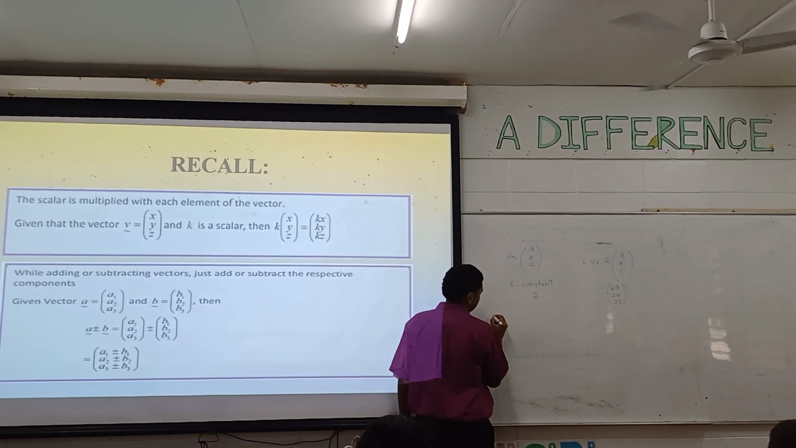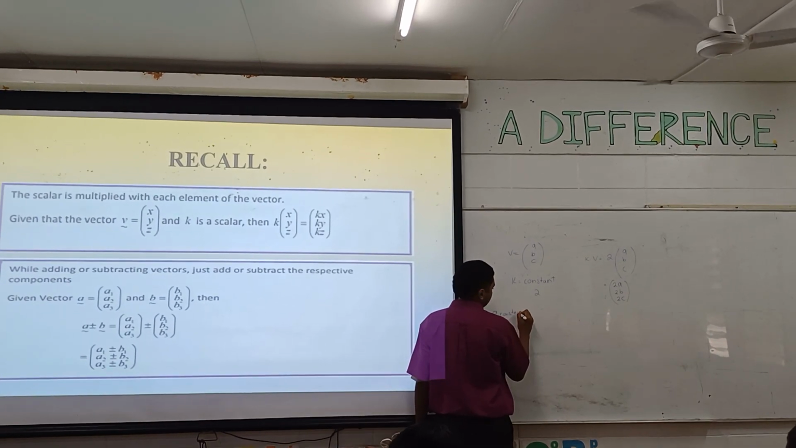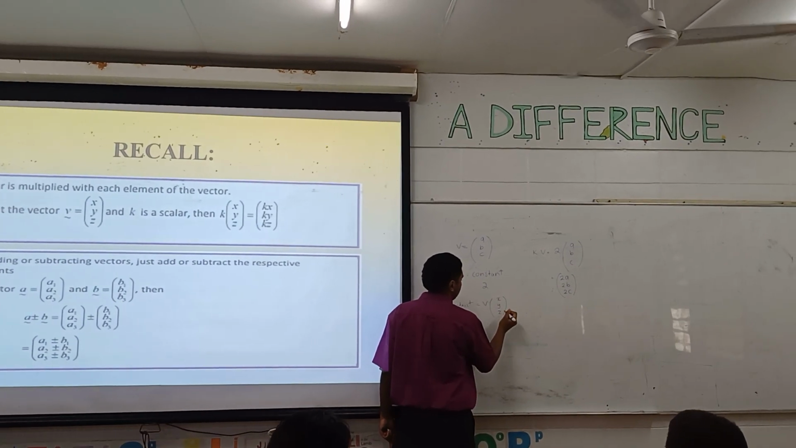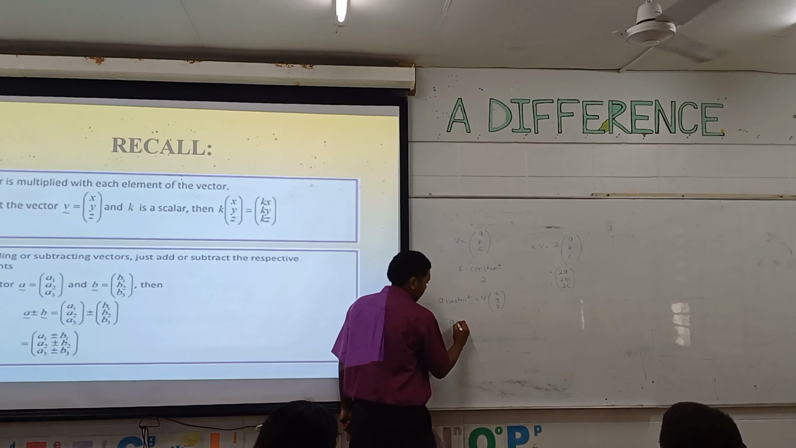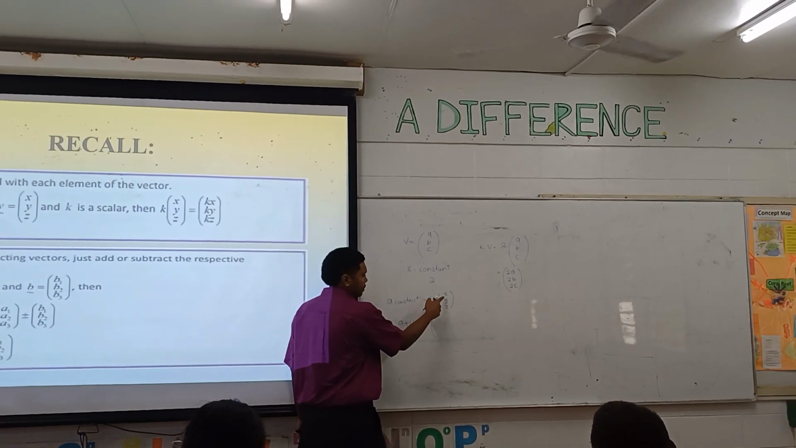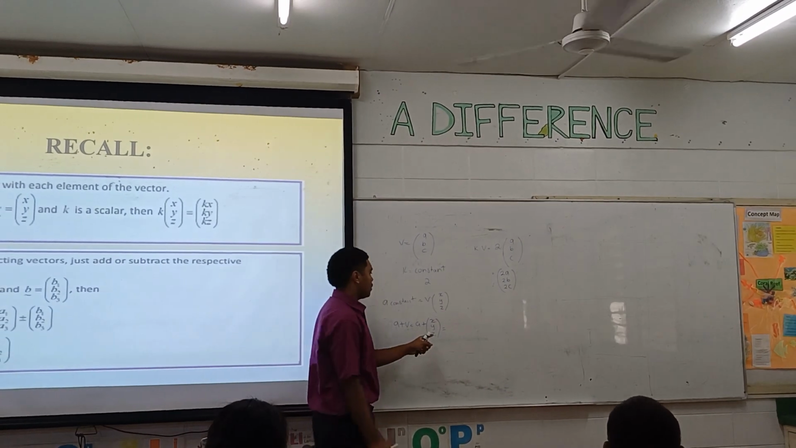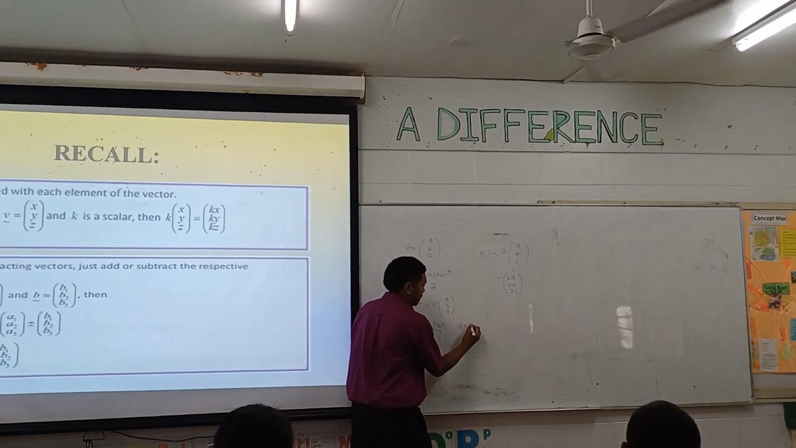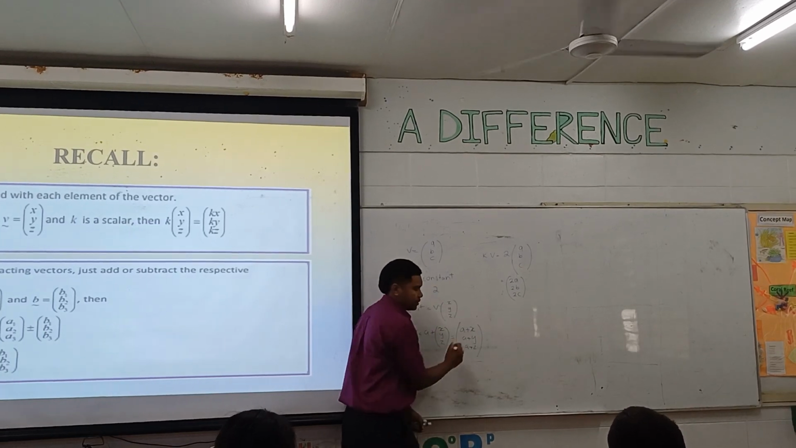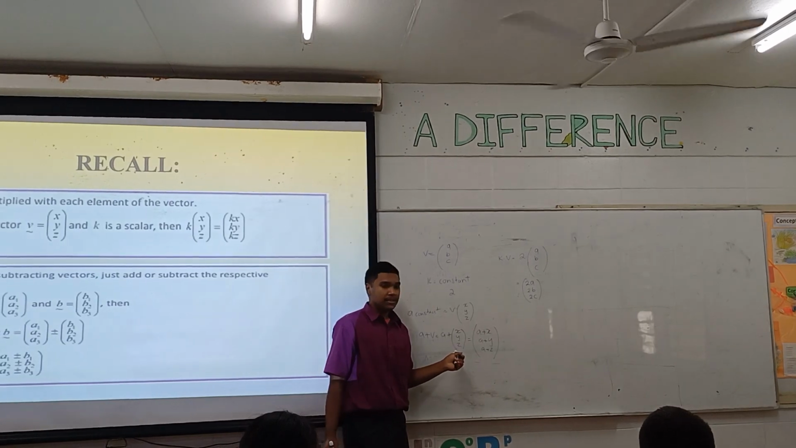When you add, say A is your constant, and say V is your vector, let's say it is X, Y, and Z. When you add A plus V, your answer will be A plus X, A plus Y, and A plus Z. We learned this when we were in Form 6.